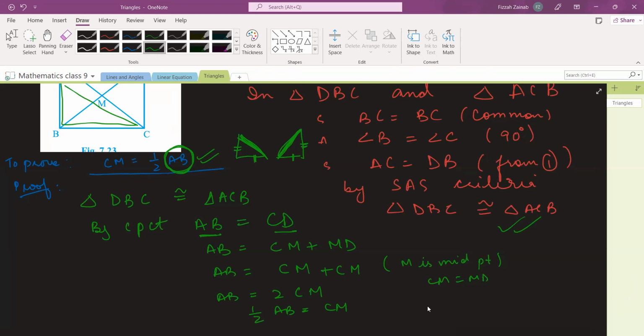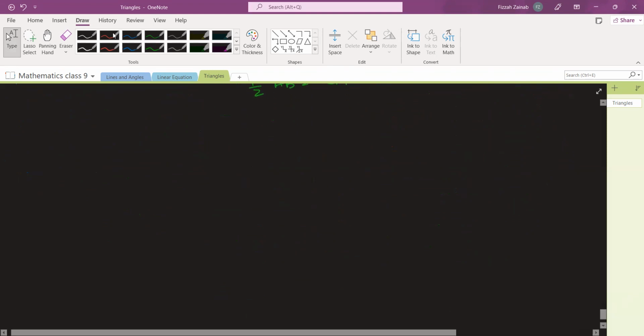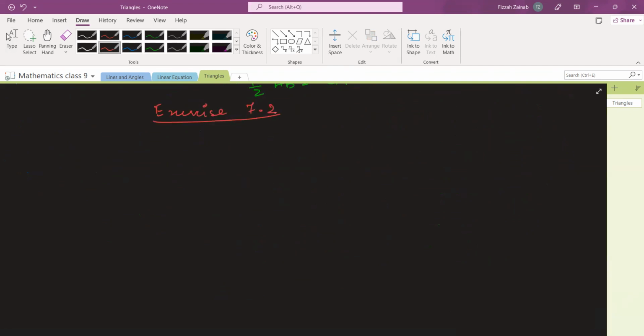Okay. So let us come to the next exercise. But before that, we have a theorem which we will use. Let us discuss it. So exercise 7.2, right? So far we have seen congruency criteria. Now there's a theorem. Please write it down.